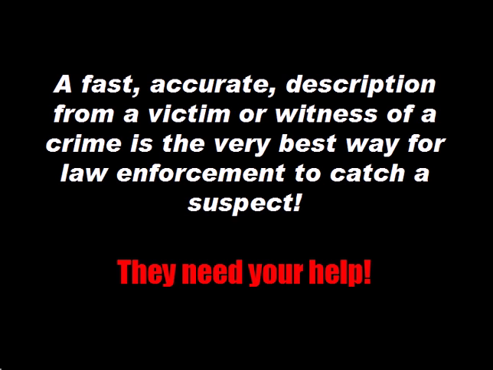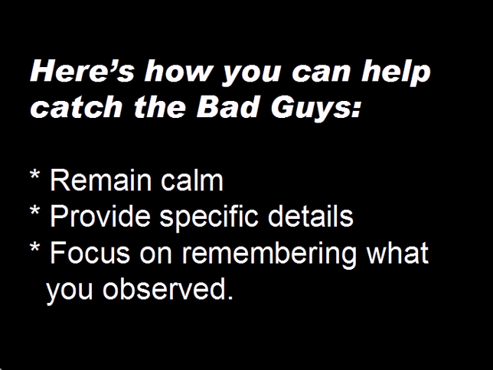A fast, accurate description from a victim or a witness of a crime is the very best way for law enforcement to catch a suspect. And the bottom line is, they need your help. So here's how you can help catch the bad guys. First, remain calm. Despite what happens to you or what you see, try to remain as calm as possible. This is going to help you with the next step, which is to provide as much specific detail as you can to responding officers. Try to focus on remembering what you observed.